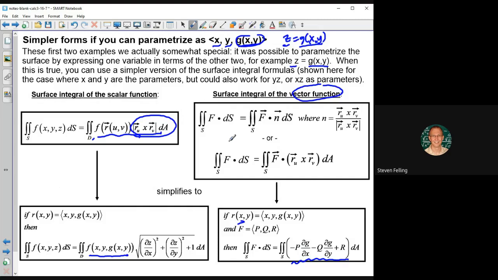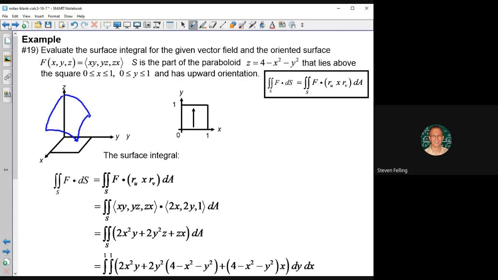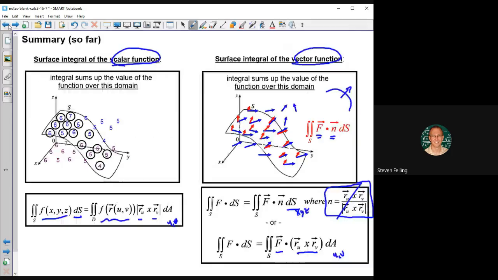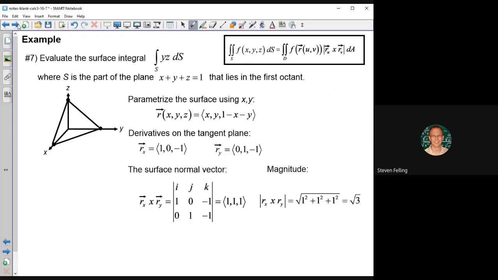So what I want to do next is go through two examples that are in the notes. First, we're going to do them using the general way, which works in all cases, and then we'll go back and redo them using the simpler version. Here's an example of a scalar function. We want to integrate yz, which is a scalar function, over a surface. The surface is the part of the plane x plus y plus z equals 1 that lies in the first octant.